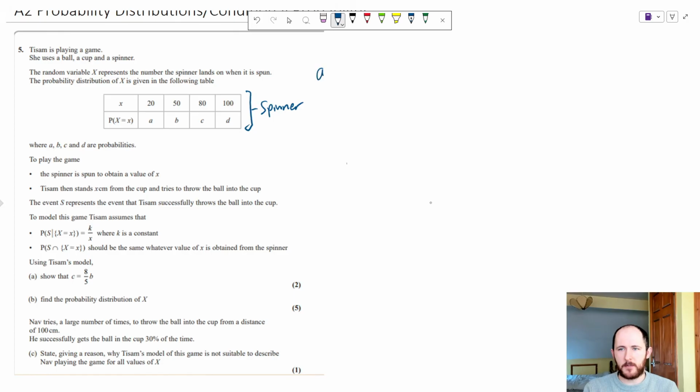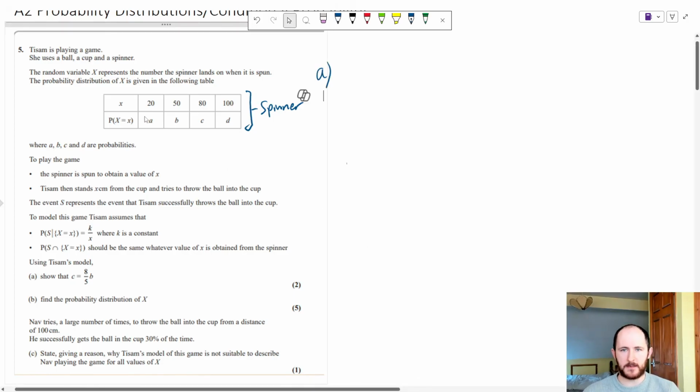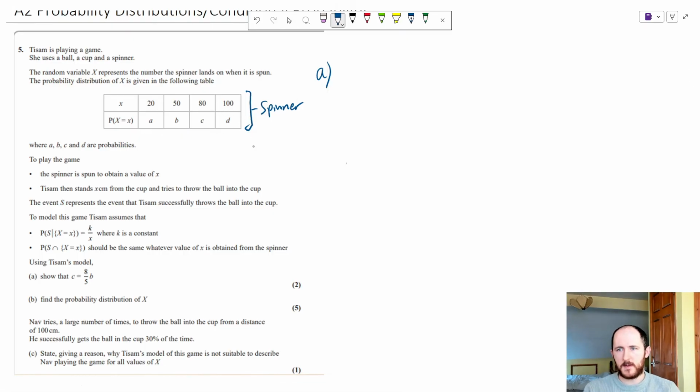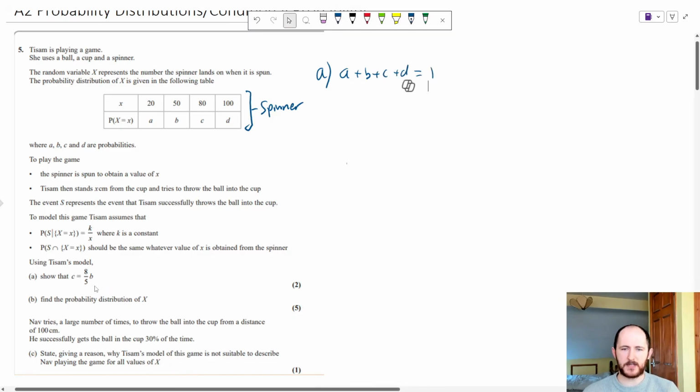Well, given that it's probability, there's a few things that I can write down. The first thing is that all of these probabilities added up should give me 1. So A plus B plus C plus D equals 1. Now, it's telling me to show that C is equal to 8/5 of B. I can't really use this equation for that because there's A, there's B, there's C, and there's D. So that isn't useful yet, but I'm willing to bet money that we'll use it at some point. So this was still a useful step to do.